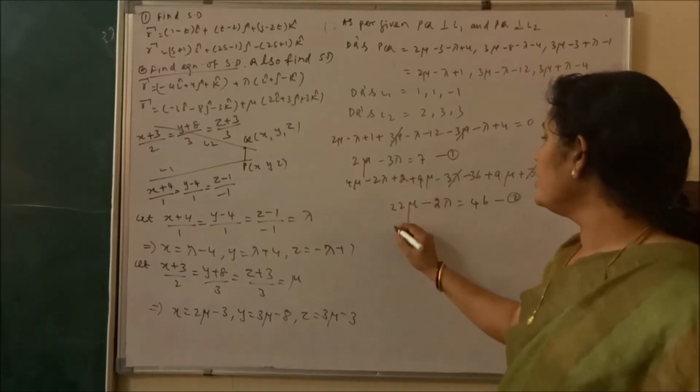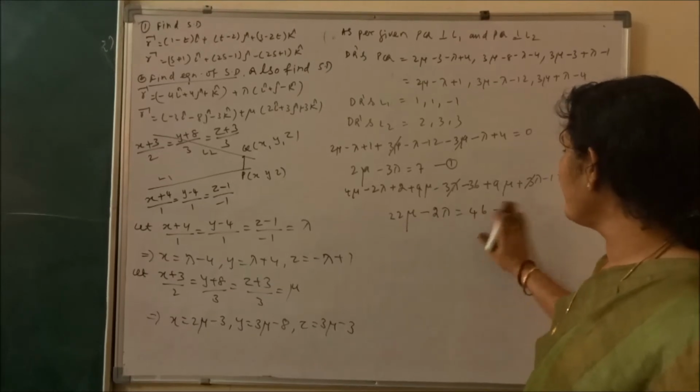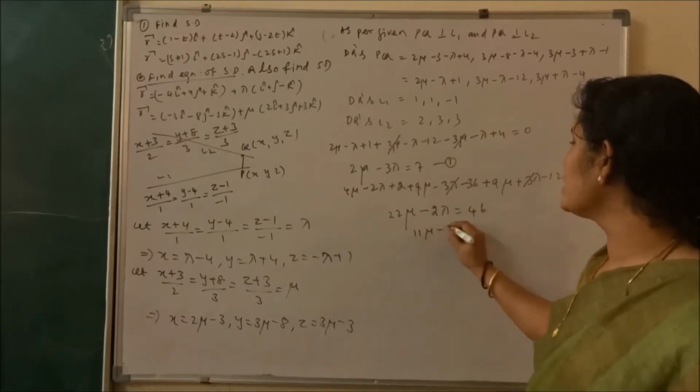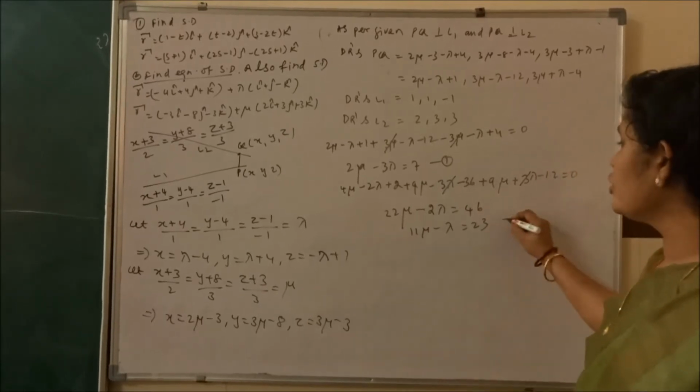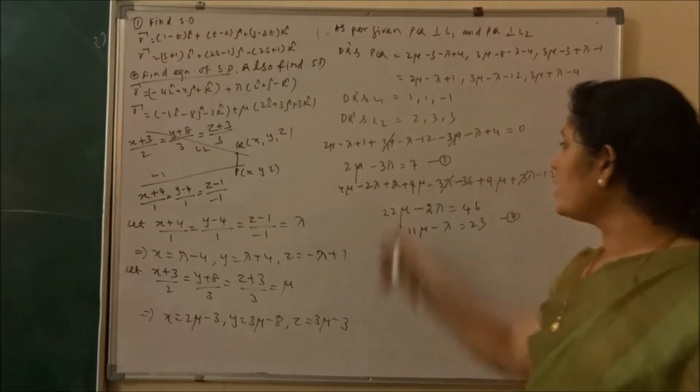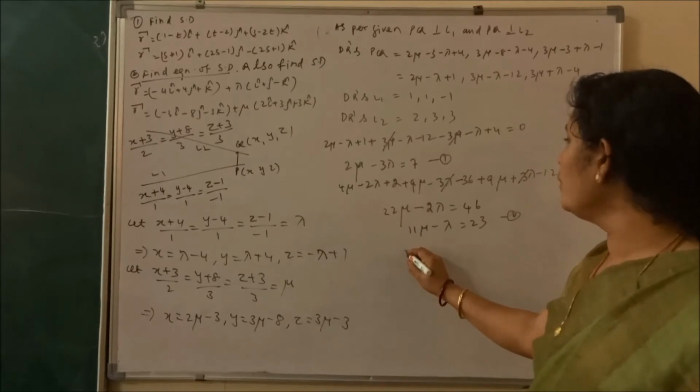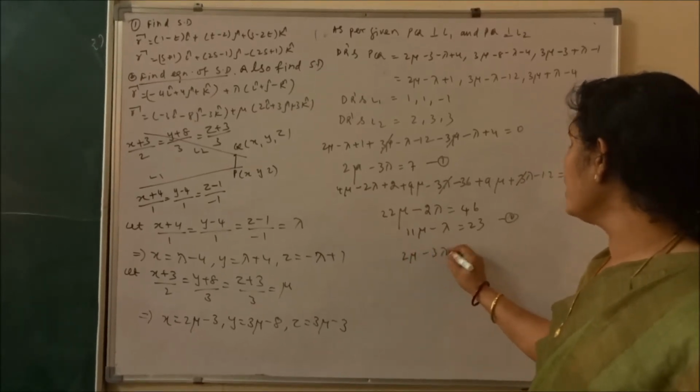Now solve 1 and 2. So you can divide by 2 here. So 11 mu minus lambda is equal to 23. Clear? That is equation number 2. So now solve 1 and 2. So we have 2 mu and then minus 3 lambda equal to 7.